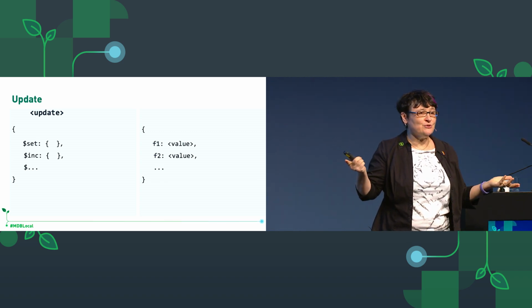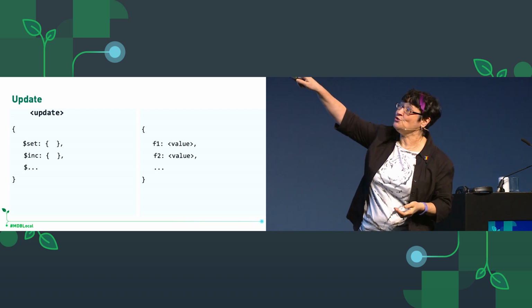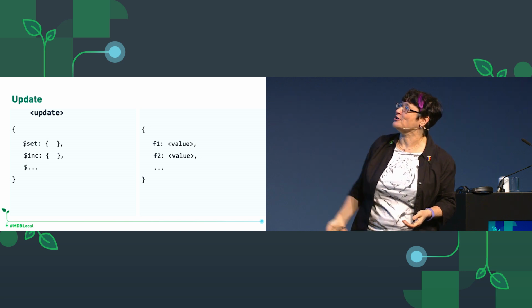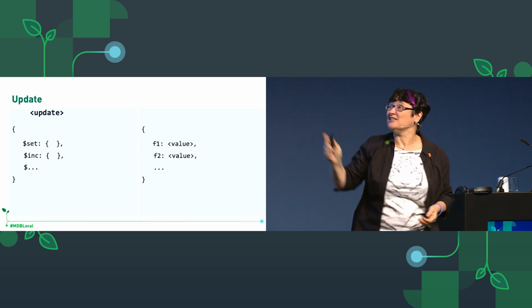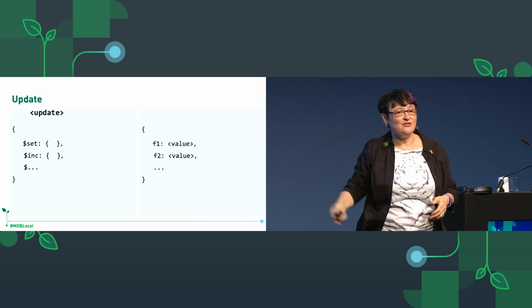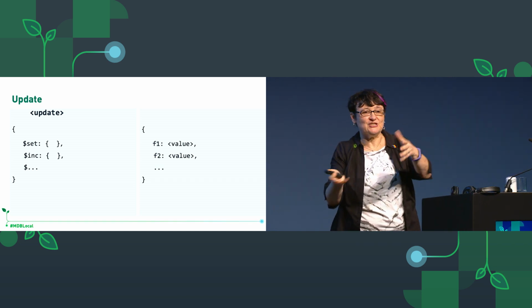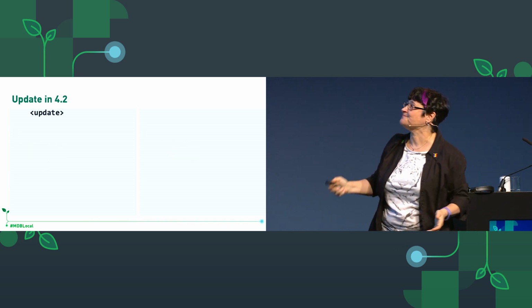The other thing you could do in an update is, if you didn't use modifiers, let's see if the little pointer works. It doesn't work. But if you didn't use modifiers, if you just said field: value, that would indicate a replacement document that's going to replace whatever was there to begin with.